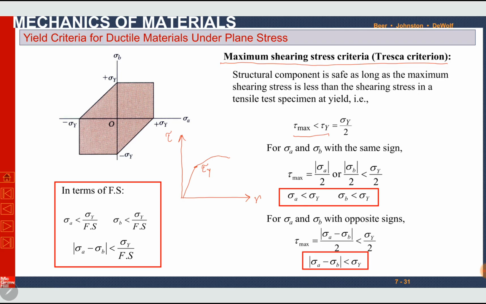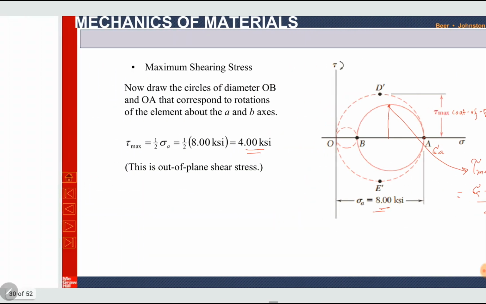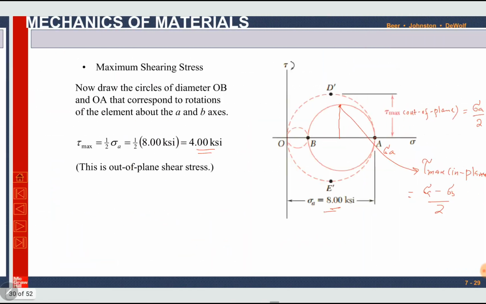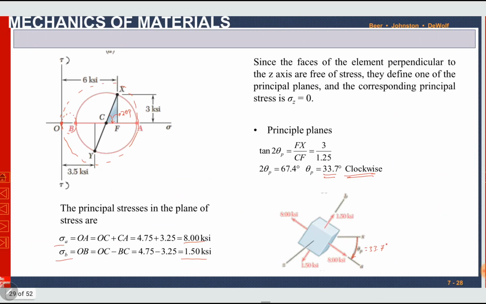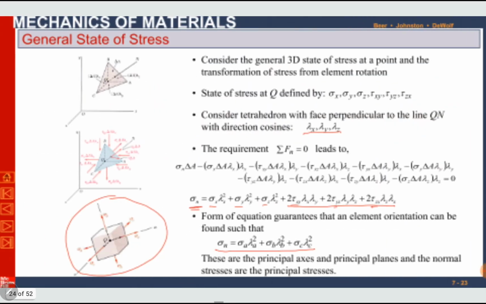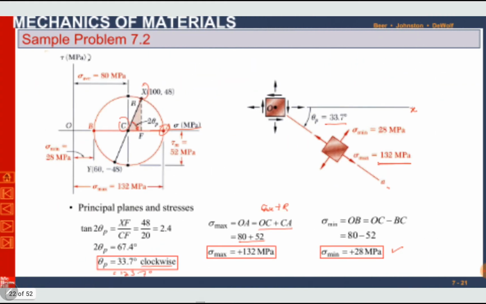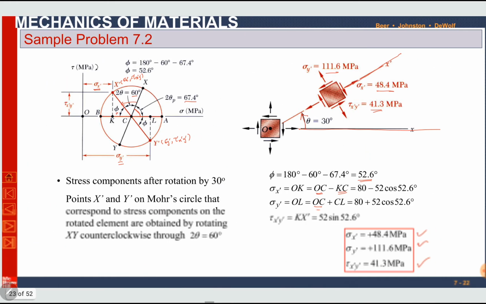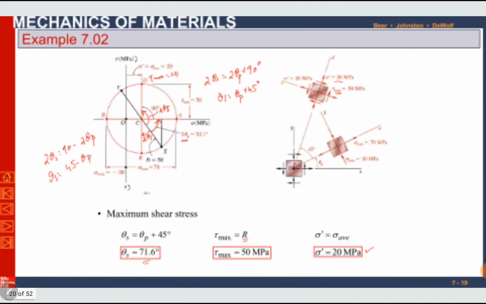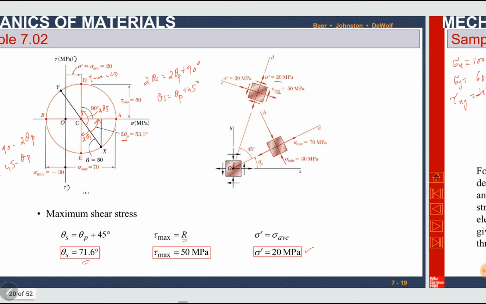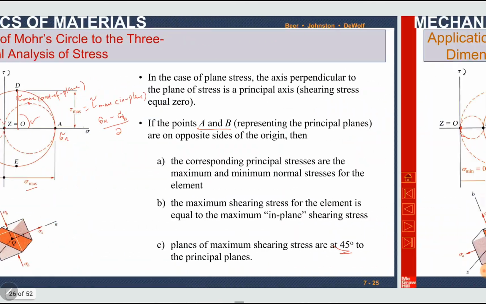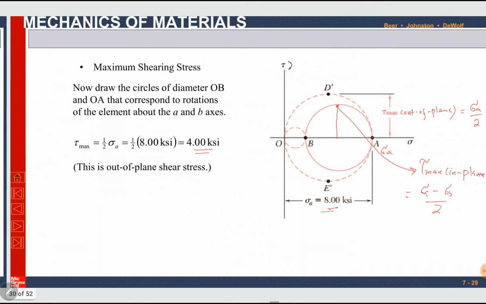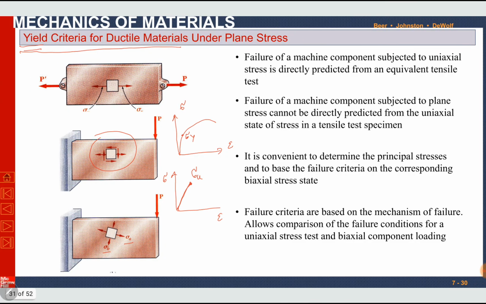So tau maximum can be found from the Mohr circle. We have calculated tau maximum from the Mohr circle. For 2 dimensions, we can calculate tau maximum from a Mohr circle. In a previous problem, I will show you here tau maximum from a Mohr circle. So tau maximum is the radius of the circle.